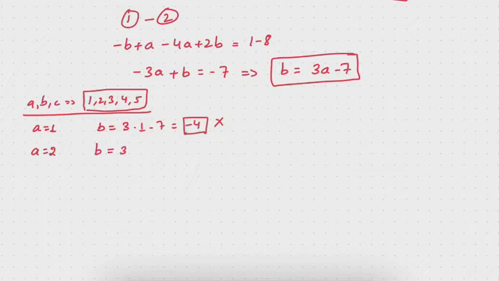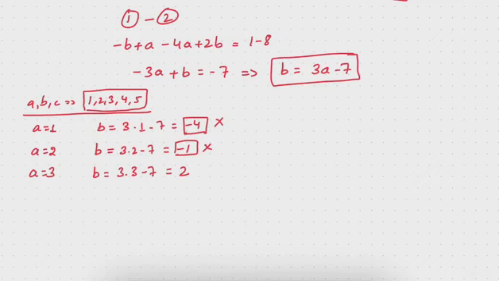Now let us try a equals 2. For a equals 2, this will be 3 into 2 minus 7, that is minus 1. Again, we cannot have minus 1. Then a equals 3. Suppose a equals 3, so b is 3 multiplied by 3 minus 7, that is 2. This is possible.